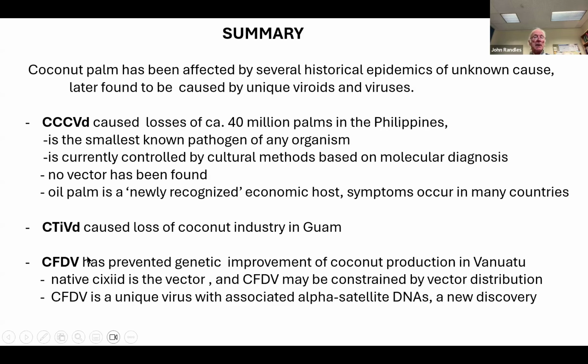And oil palm is a newly recognized economic host of Karang Viroid, and I think this is the reason why it's important for Malaysia to take over the role of developing studies on epidemiology and control of Karang Viroid. Tinagaha has basically caused the loss of the industry in Guam, but you can still find trees, and the material that was sequenced was collected by a colleague, Bob Simons, in Guam back in the early 80s. And so that's been a great benefit to understand the relationship between these 2 viroids.